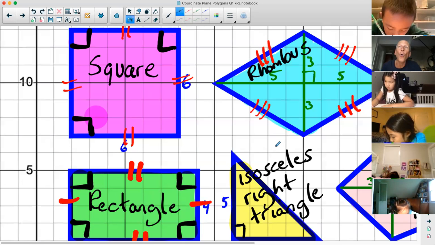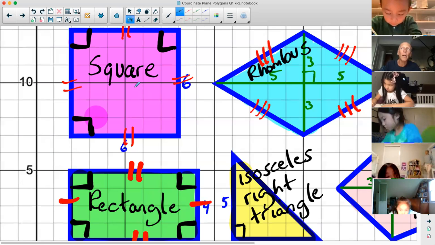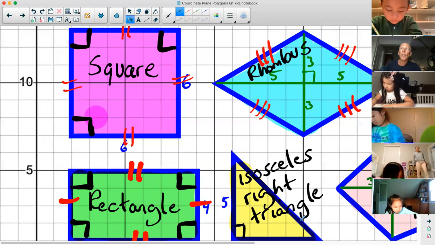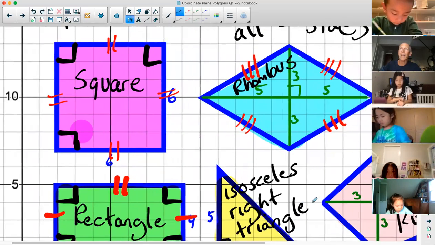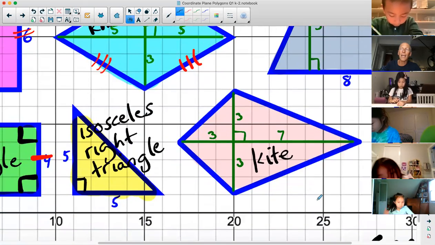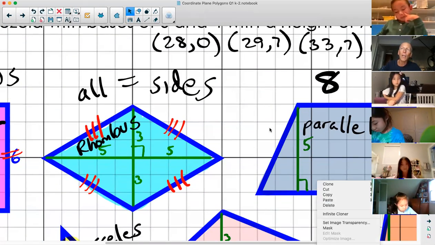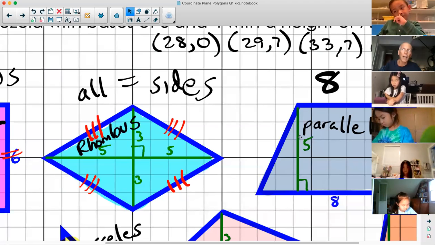And those are the only quadrilaterals that will have 4 right angles. The rhombus does not, unless it's also a square. The isosceles trapezoid is not, unless it is something else. And the parallelogram is not, because it is not a rectangle or a square.